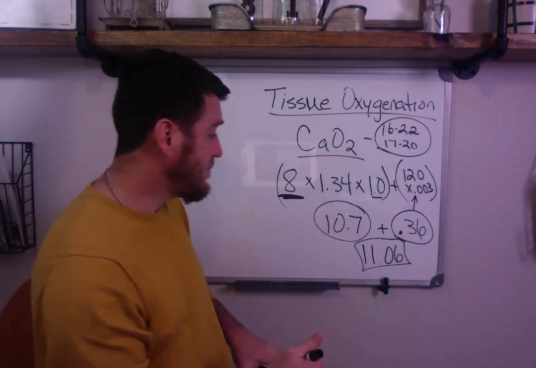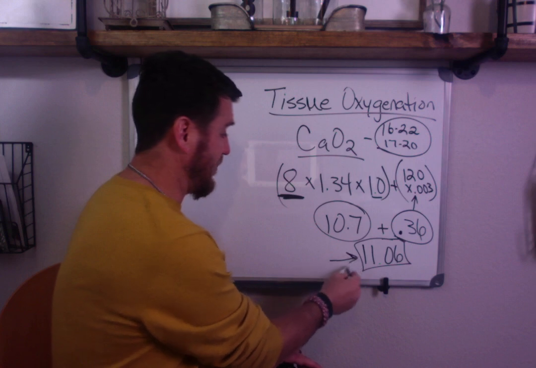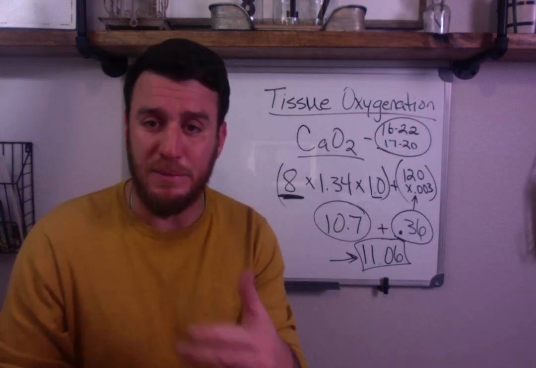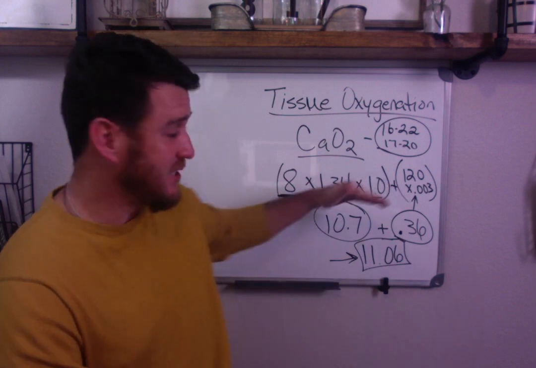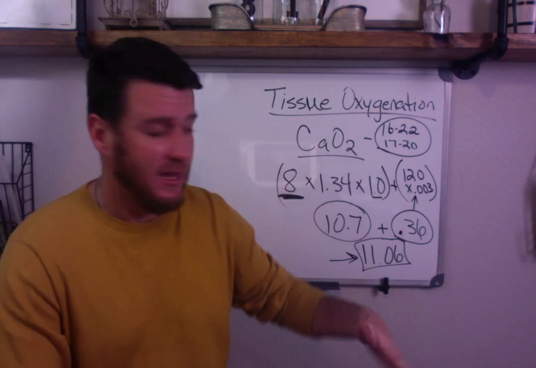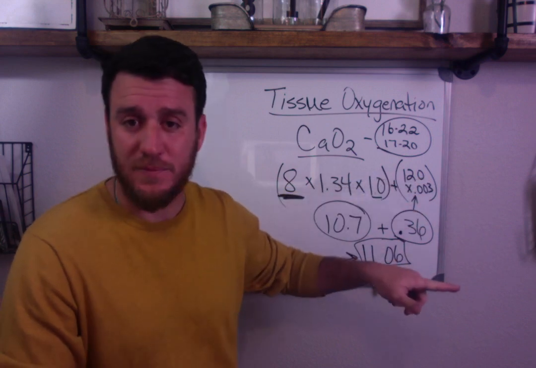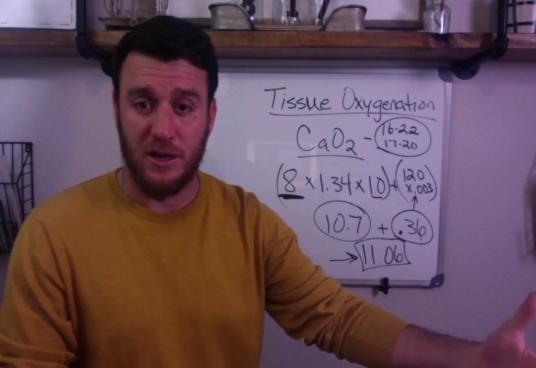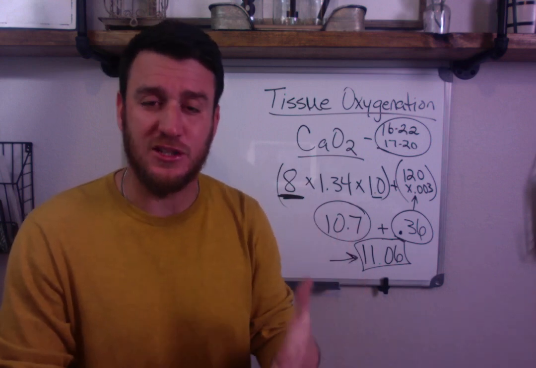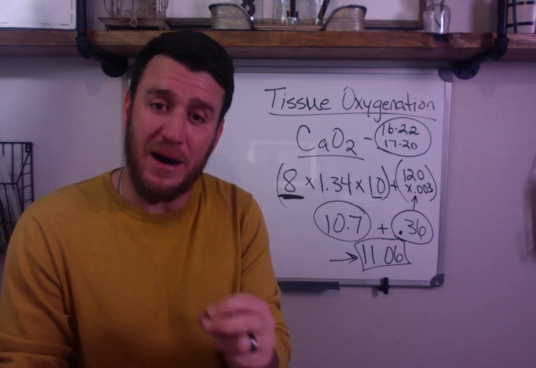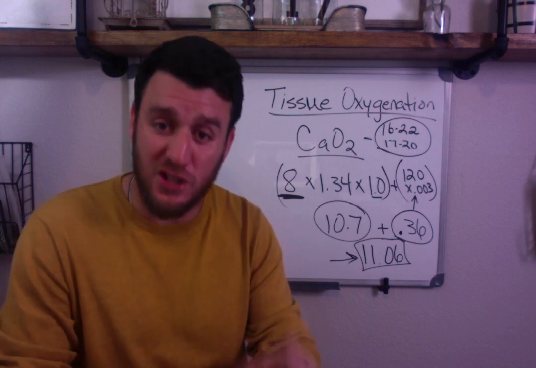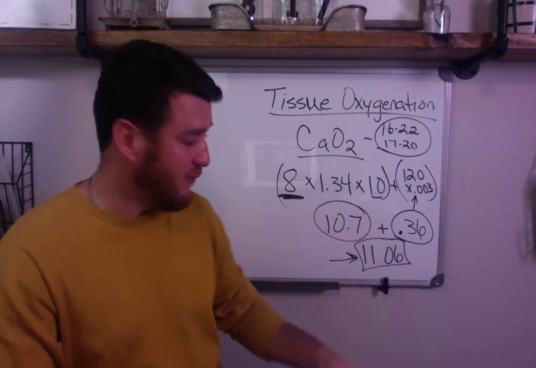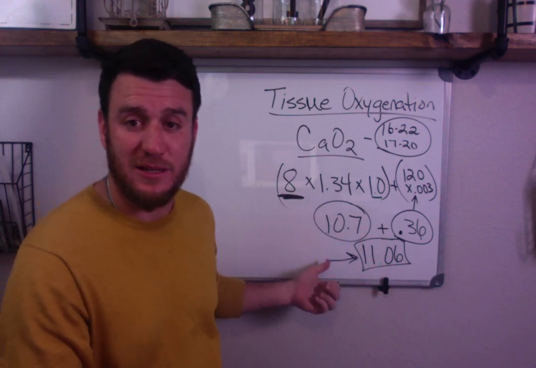Okay? Now, this patient has a carrying capacity of 11.06. You should not be surprised when you have this patient whose blood gas shows good oxygenation but shows a metabolic acidosis. Your job as a respiratory therapist is to understand that that metabolic acidosis is a result of the tissue hypoxia that's resulting from a decreased carrying capacity.